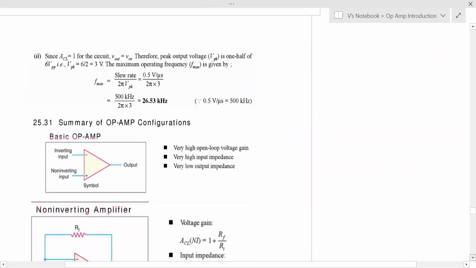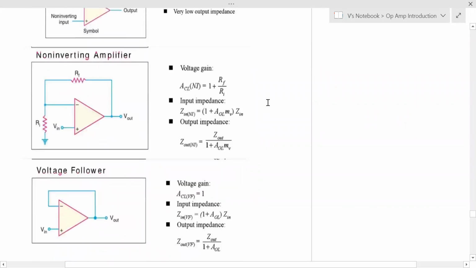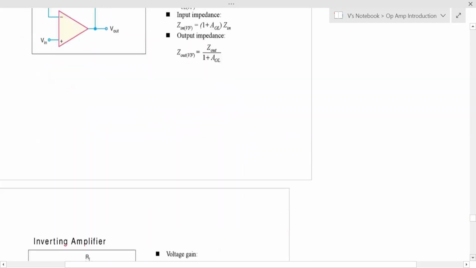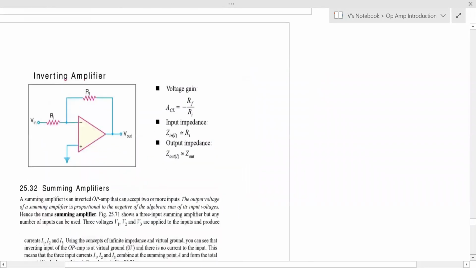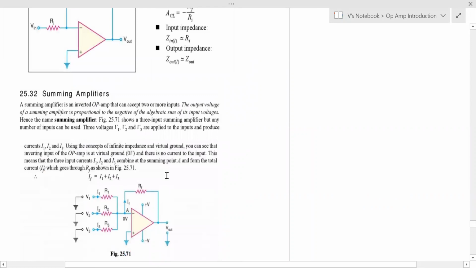So in the notes, summary is also given. So the formula of gain are given here. Non-inverting, inverting, voltage follower, right? This is inverting. In the next lecture, we will see after your exam summing amplifier. Okay.